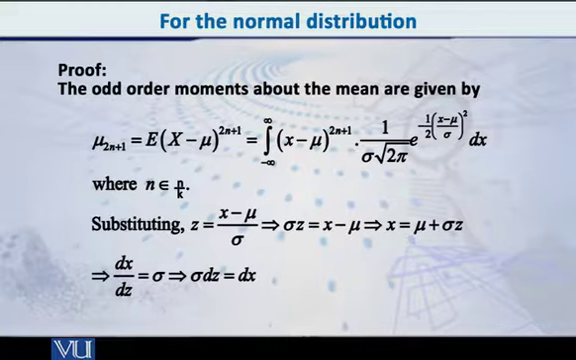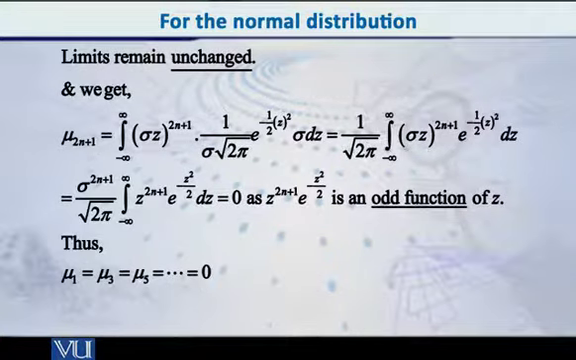The other important thing is that the limits remain unchanged. As x tends to minus infinity, z tends to minus infinity minus mu over sigma, where sigma is a positive number. Therefore, we can say that z also tends to minus infinity. Similarly, when x tends to plus infinity, z tends to plus infinity. Therefore, as I said, the limits remain unchanged. And then, substituting all these things, what do we get?